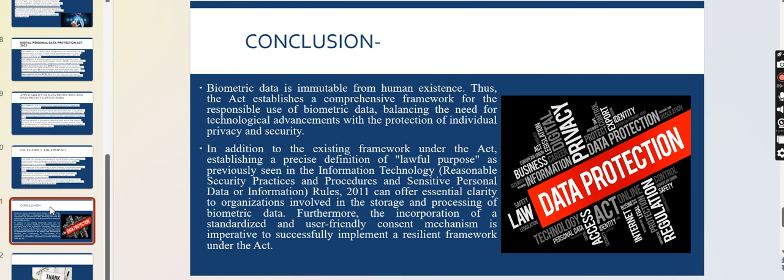Let's come to the conclusion. In conclusion, biometric data is a very immutable thing, part of human existence. For example, biometric data gives away the privacy of a person's body and gestures. Everyone has an individual identity which the person shares with a technology, so that technology should ensure security as well as individual privacy.